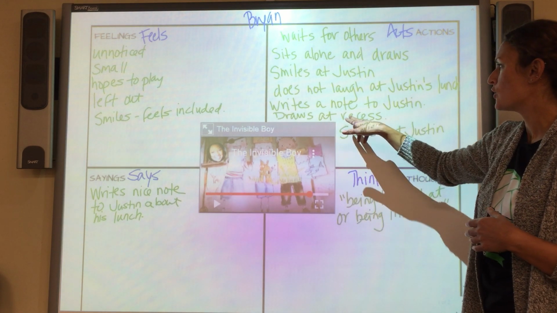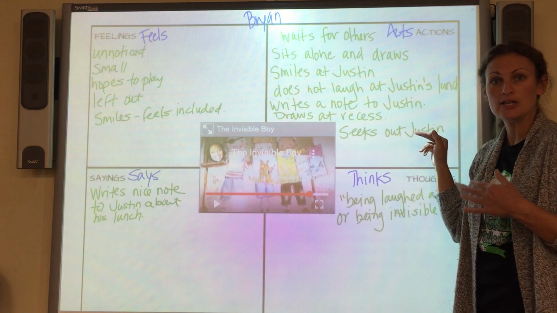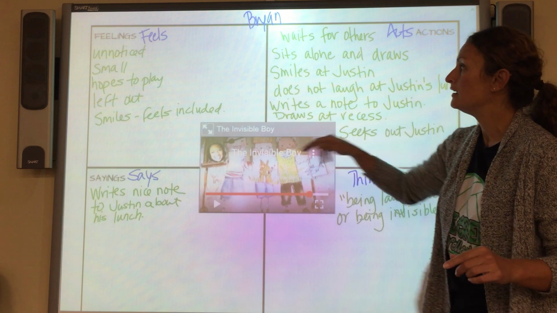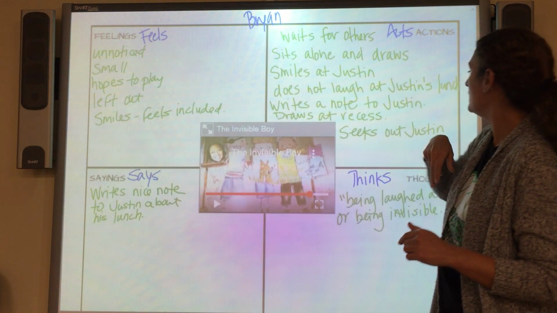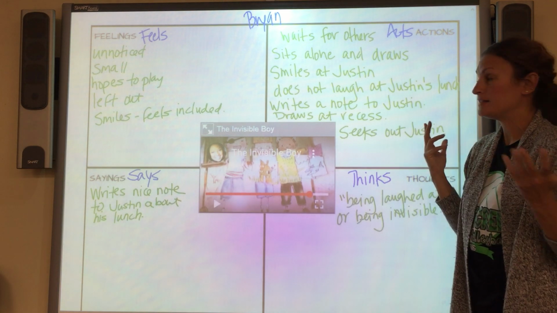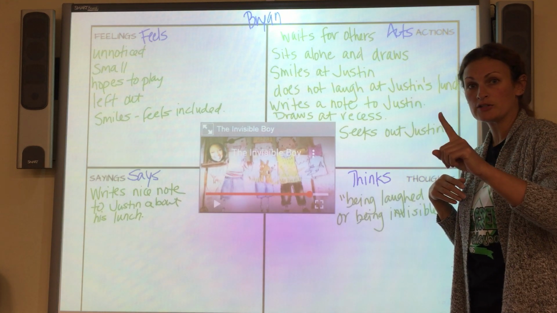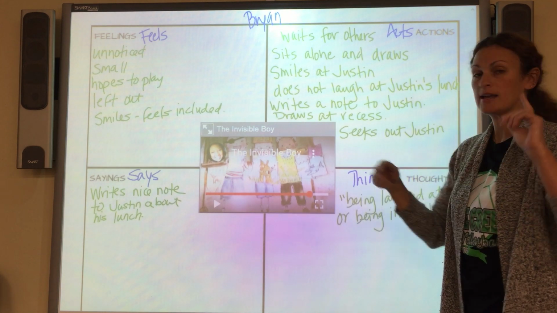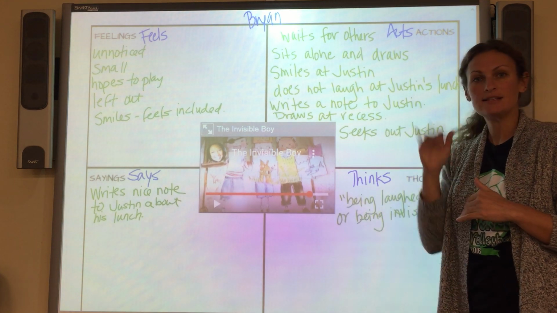So then when they go to recess, but when they come back from class, he seeks out Justin. He goes looking for him instead of hoping to play with other people. Now he's seeking Justin out to be his friend. And that's it. That's how we FAST a character. Just make sure that you're focused on the main character and you're not getting distracted by the minor characters in the story. All right, see you later, Gators.